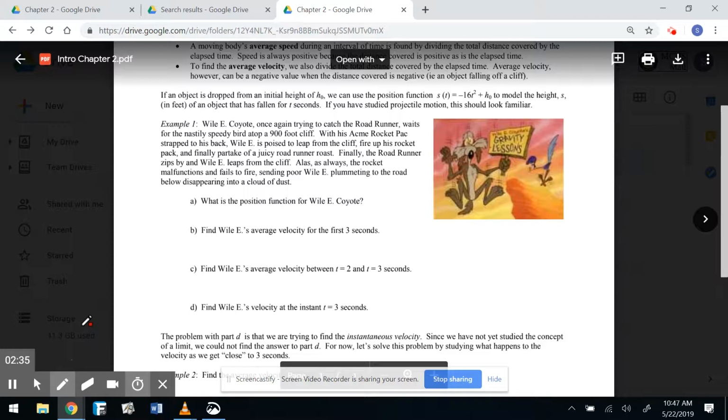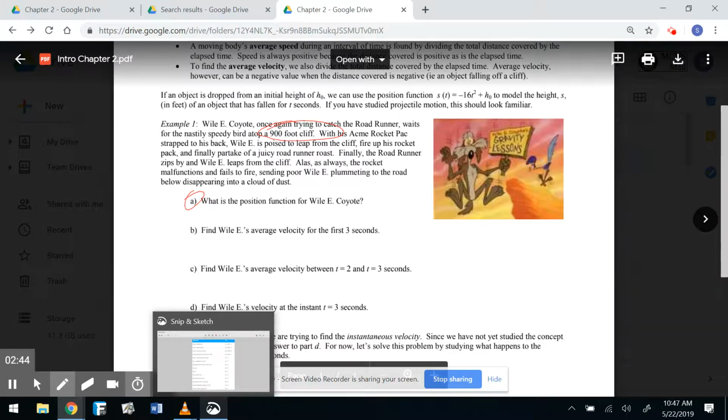All right, here we go. Wile E. Coyote's chasing the Roadrunner, fails again, falls off a 900-foot cliff. Well, where is Wile E. Coyote's position during this fall?